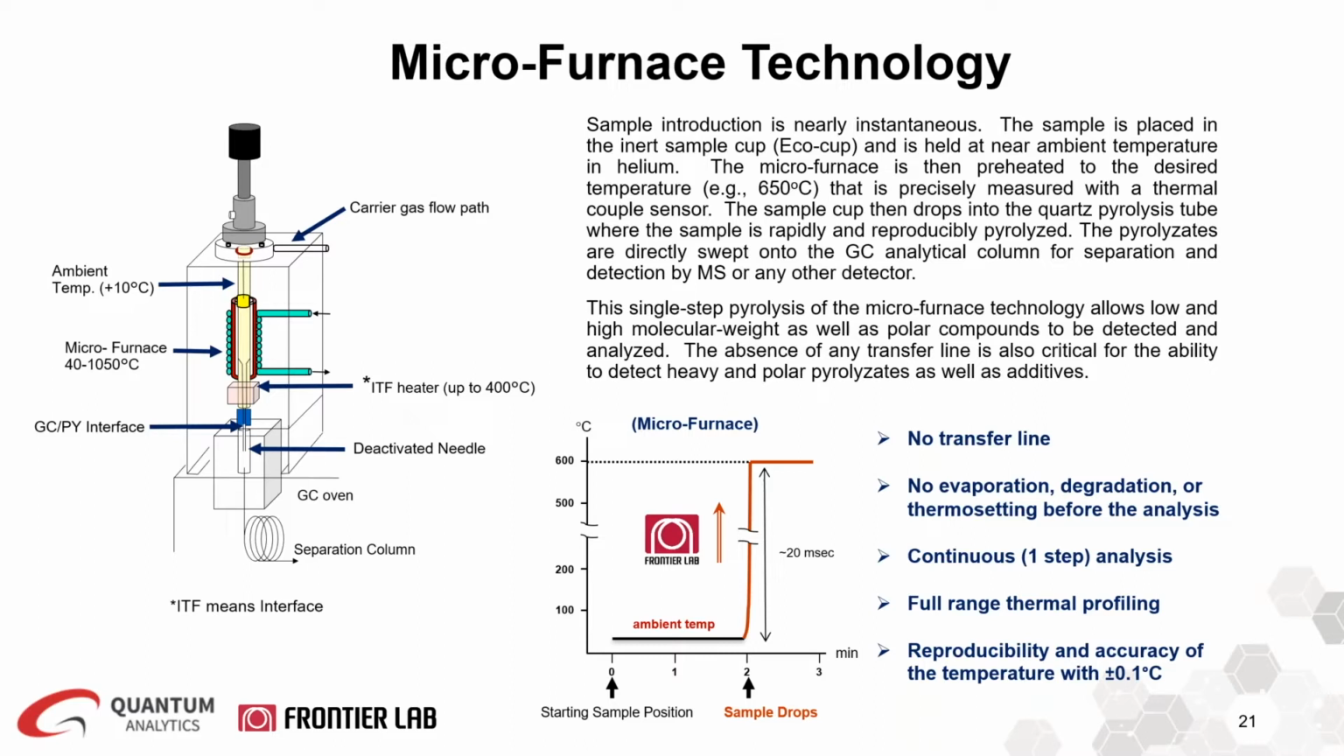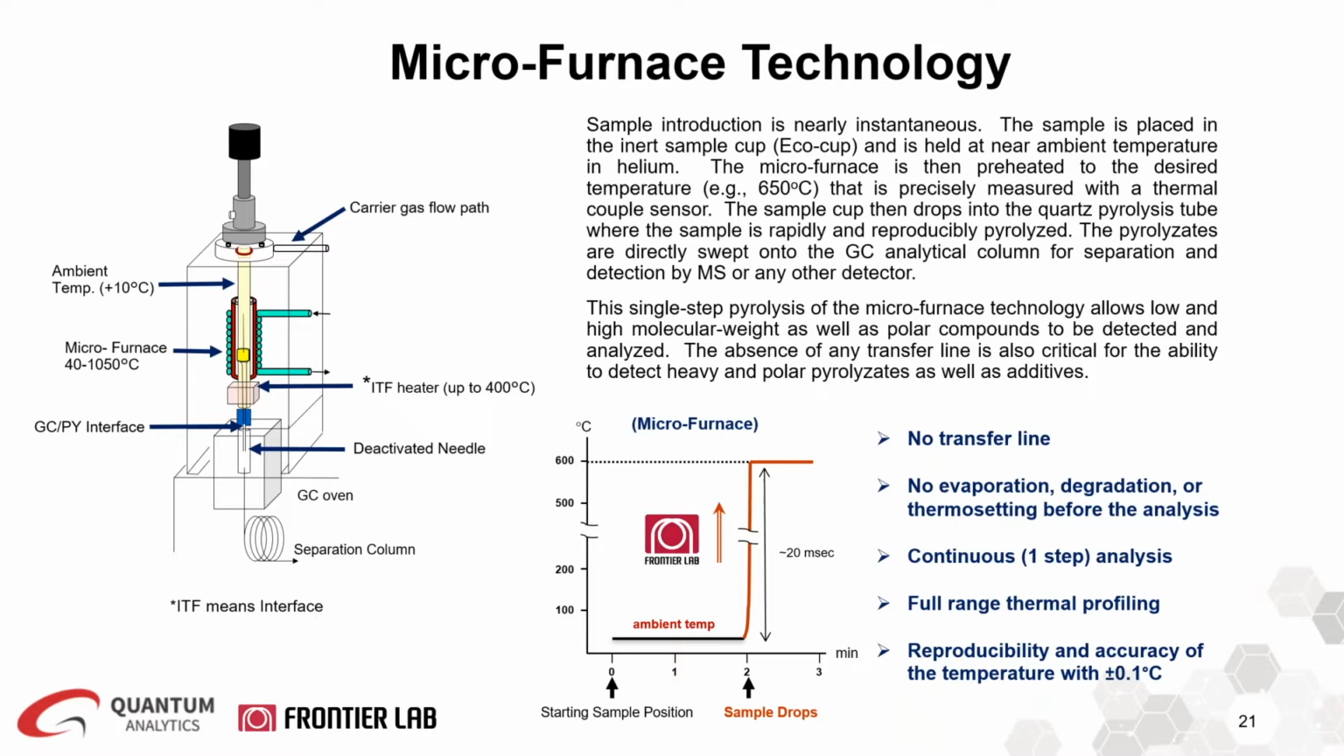Microfurnace technology directly deposits all the pyrolysates on column in a single step for a continuous mode analysis. The sample is placed in an inert cup held at ambient temperature in helium and is not subjected to heat prior to the analysis. The microfurnace has been heated to the desired temperature, which is precisely measured with a thermocouple sensor located next to the sample that will be pyrolyzed. The sample cup then drops into the quartz pyrolysis tube, where the sample is rapidly and reproducibly pyrolyzed.